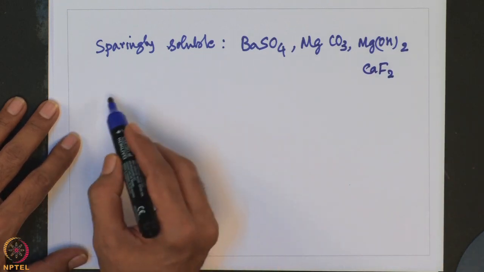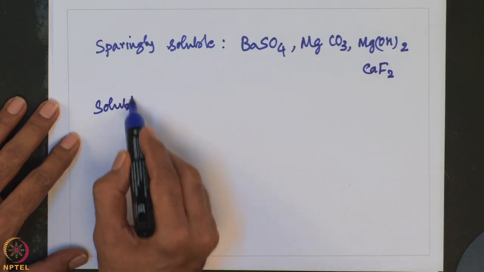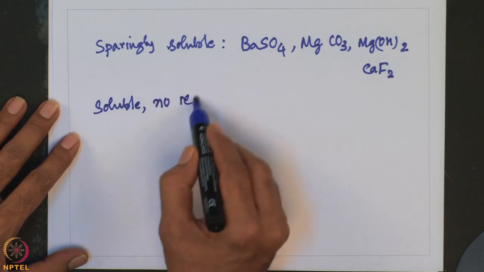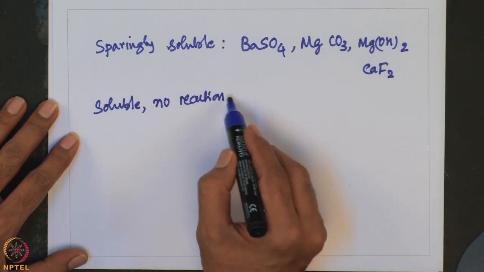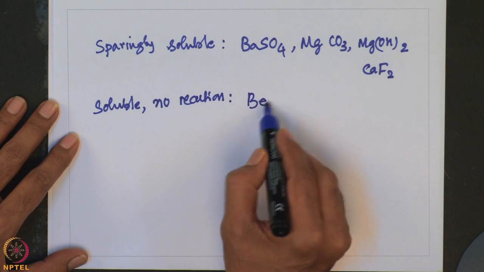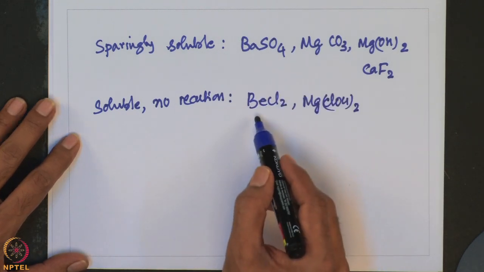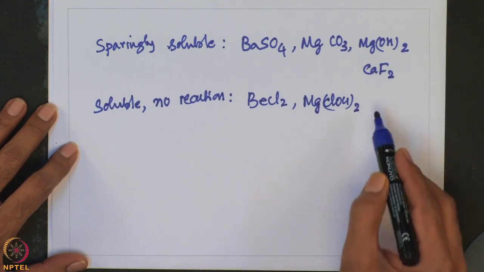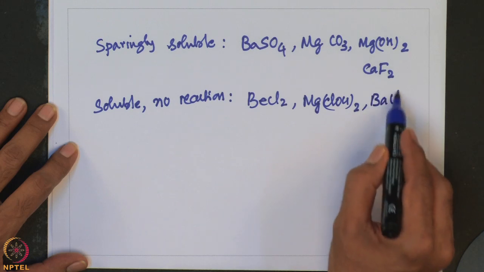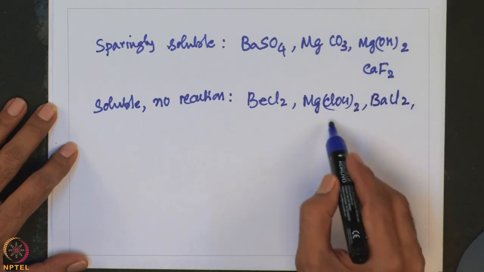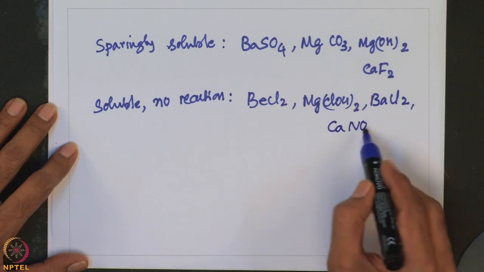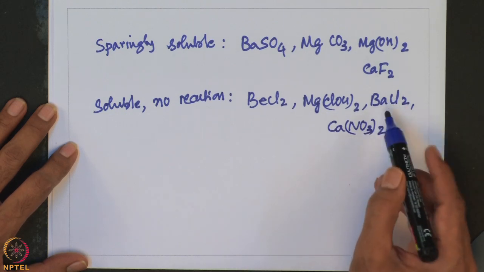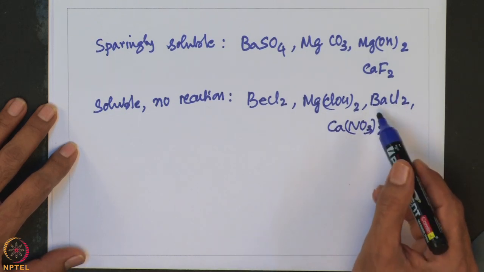Soluble, no reaction. Some of them are soluble, but they do not react, they will simply ionize, or they form aqua compounds, coordination compounds. BeCl2 forms the tetra aqua compound, magnesium also forms hexa aqua compound, barium chloride is soluble and this also forms aqua complex, and similarly calcium nitrate, they form the corresponding aqua complexes. In these cases you will get hexa aqua compounds.